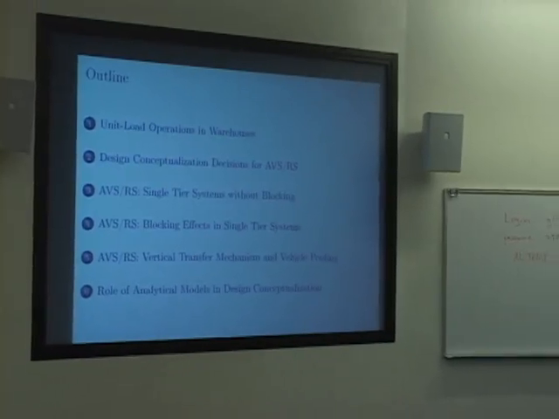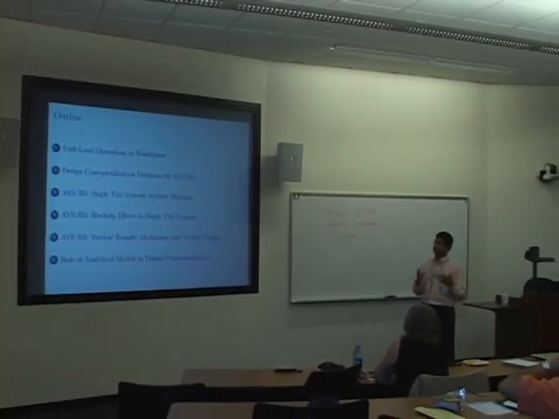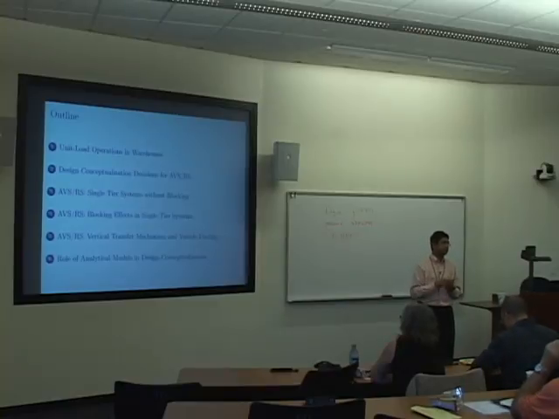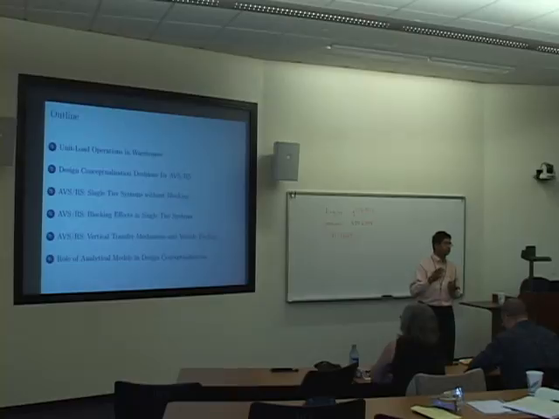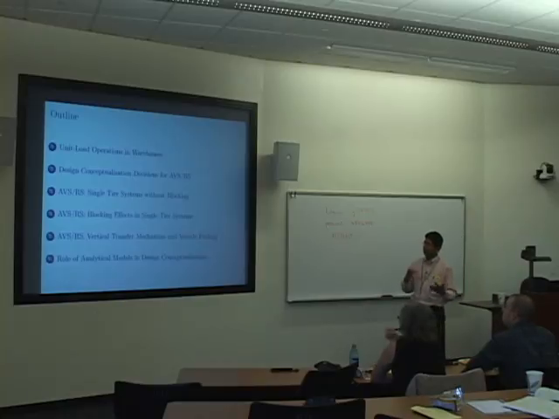Okay, so we'll talk about what unit load operations are in warehouses, what we mean by design conceptualization, and what kind of decisions we are usually talking about. I'm going to use AVSRS as an example because that aligns with a lot of the research work that we've done recently, and for most of the talk I'm going to use AVSRS technology as an example that can be used in unit load operations, and use that to illustrate some of the design trade-offs and the design questions that people usually answer. Okay, and we're going to be looking at those design trade-offs at three levels: single tier, some blocking effects, and some vertical transfer mechanism choices. And then I'm going to try and wrap it up with how models for design conceptualization actually help in practice.